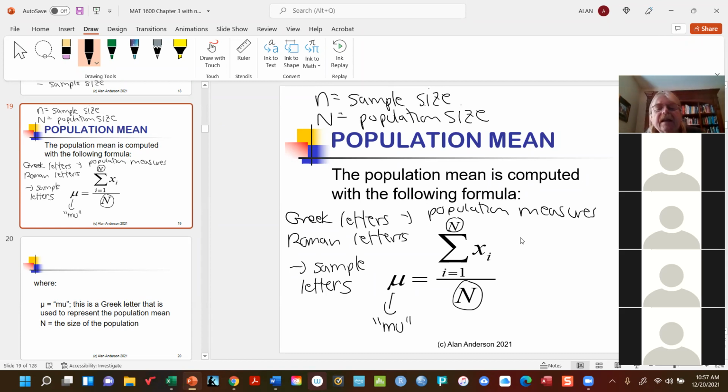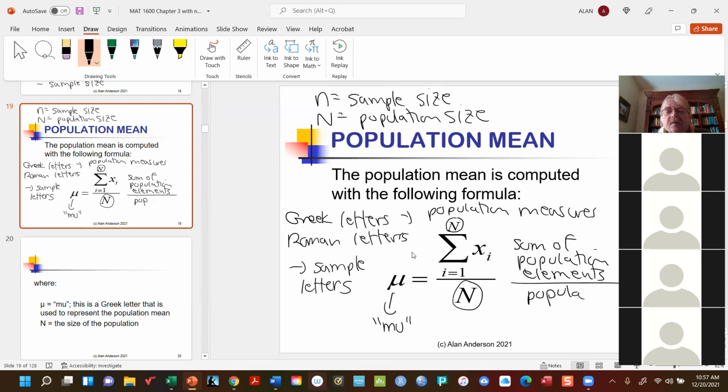All right, so what I'm getting at here is that it's the same formula, though. If you notice in the numerator, we're simply adding up some of the population elements. And then this is the population size. So it's the same formula. It's just the notation is different. Okay. All right. Now, because it's the same formula, we don't really need a separate example because it's the same procedure. You're just adding up all the elements and dividing by the population size.